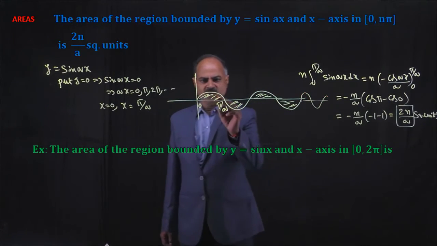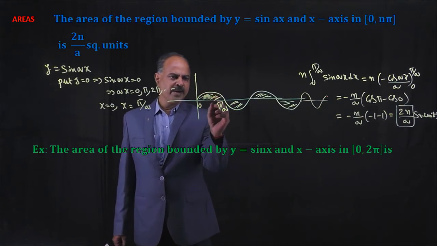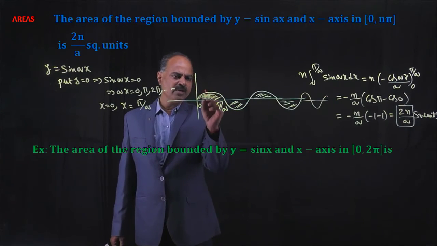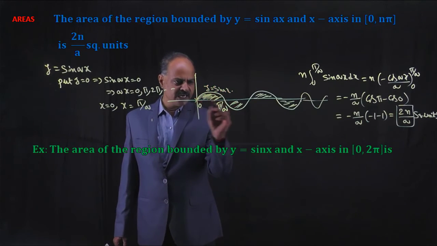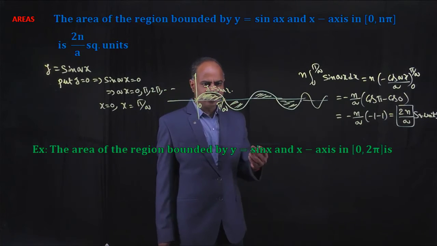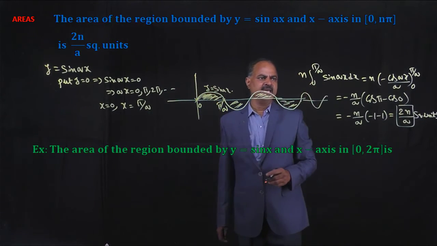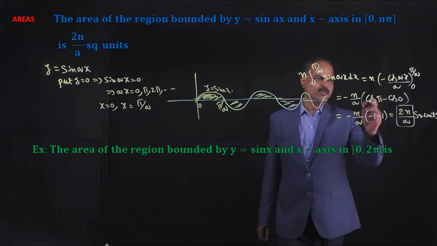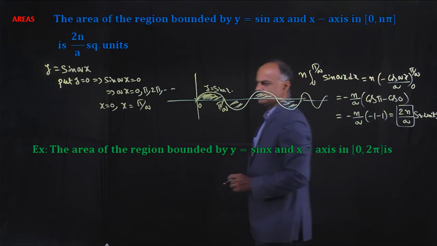So here, first find the area bounded by the curve y equal to sin ax and the x-axis in the interval 0 to pi by a, and multiply with n. So we get n into the integral from 0 to pi by a of sin ax dx. By simplifying, we get 2n by a square units.